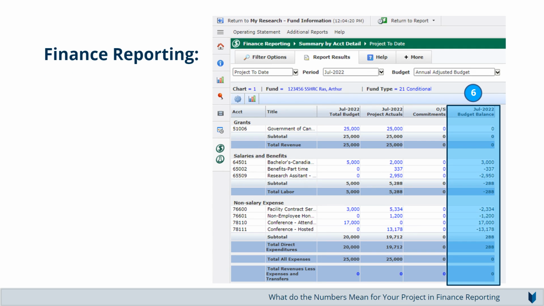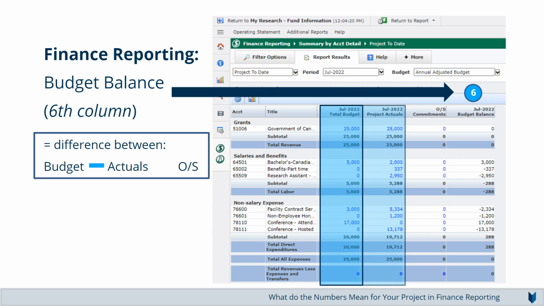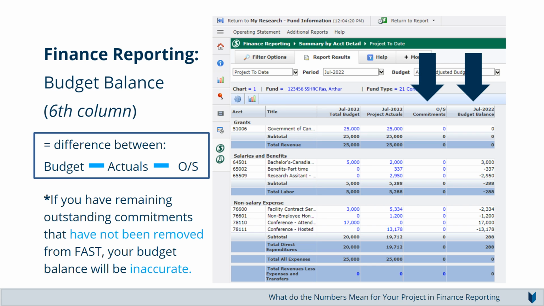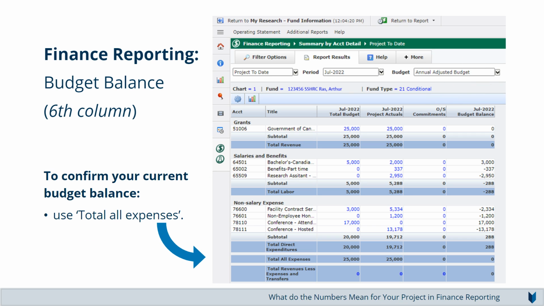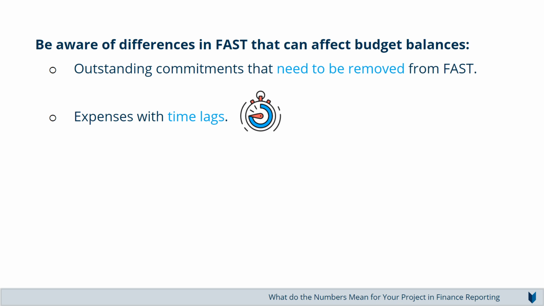In the sixth column, you'll see the budget balance. This is the difference between the budget, less your actuals, less your outstanding commitments. This is why, if you still have remaining outstanding commitments that shouldn't be in the fifth column, your budget balance will not be accurate. To confirm your budget balance, use the row called Total All Expenses in the second last row. When you are looking at the budget balances, you need to be aware of differences, such as outstanding commitments that need to be removed in FAST.